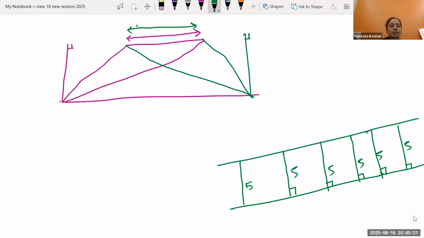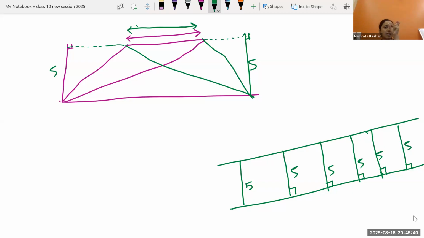Can we say if this height is 5, this will be 5, because we are talking about in between two parallel lines? Yes or no? Yes, ma'am. If you extend it like this, see, the height is the same.